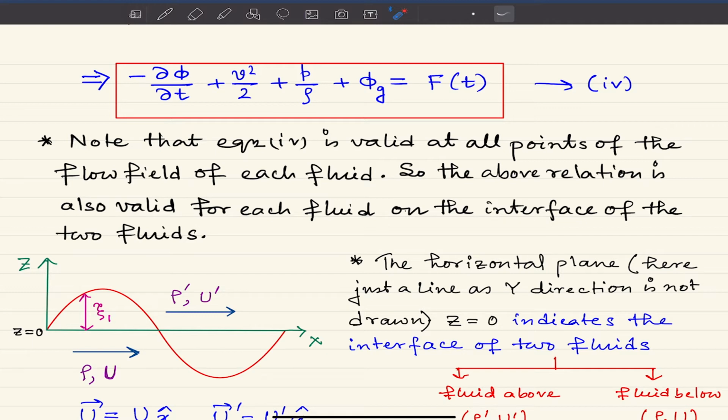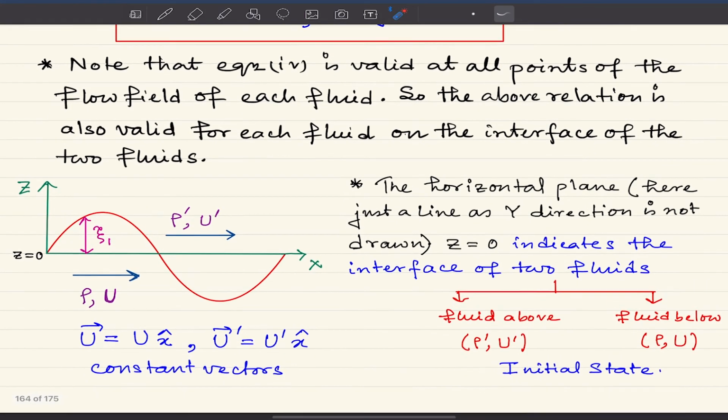Here equation 4 is valid at all points of the flow field, whether we are tracing out a streamline or not. So the above relation is also valid for each fluid on the interface of the two fluids. That's very important, and this one we will use later. Now coming back to our initial question: what happens if we create some disturbance in the two fluid interface.